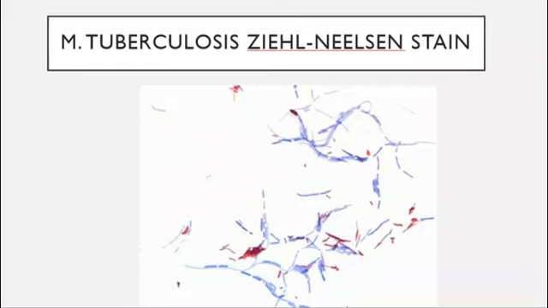Here is an image of the Ziehl-Neelsen stain. The red is the acid-fast bacteria. The blue is the non-acid-fast bacteria. The procedure for the Ziehl-Neelsen is on the next slide as far as a picture diagram, and we're going to look at that in just a second.